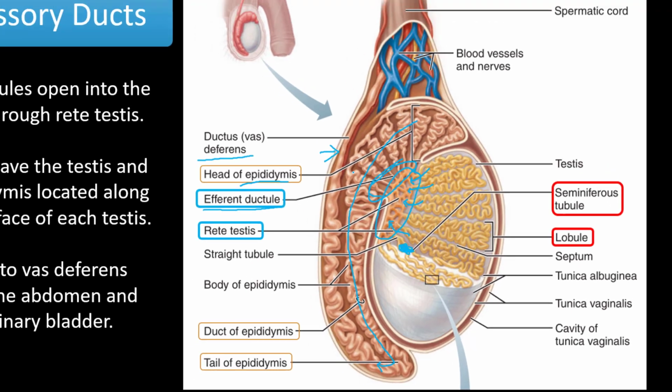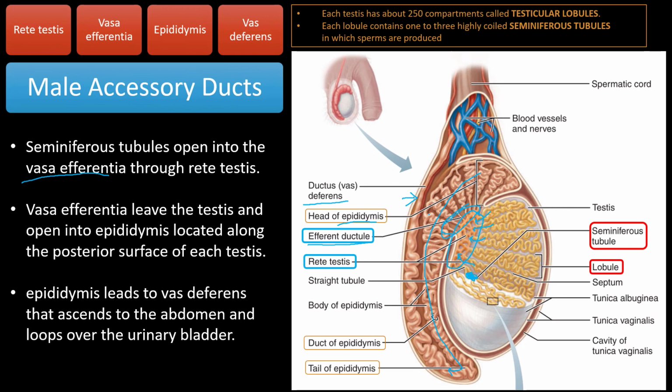So to summarize, you are going to have the testicular lobules, 250 of them in each testis, that contain around 1 to 3 highly coiled seminiferous tubules. The seminiferous tubules open into the rete testis, that opens into the vasa efferentia. The vasa efferentia then connects to the epididymis, and then it opens to the vas deferens. That is how the male accessory ducts are organized. So let us move forward from here.